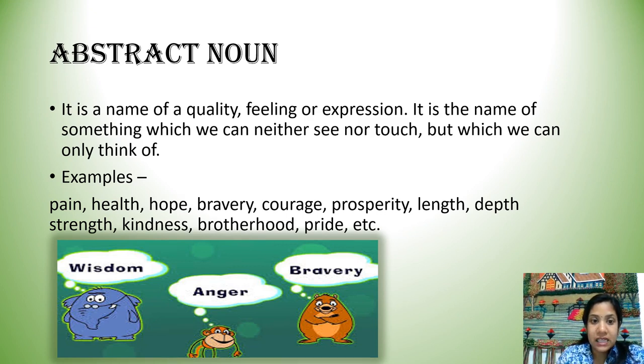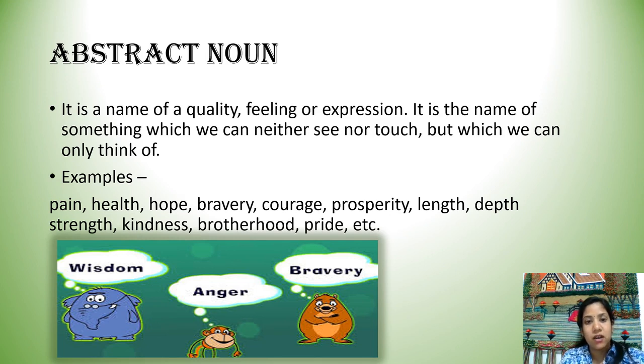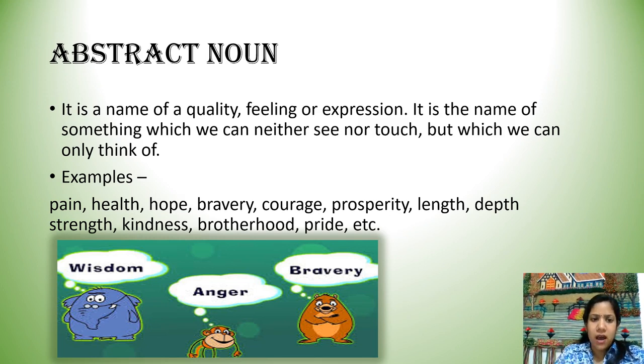Hope, health, bravery, courage. We can't see the courage of a person, we can just feel that yes, that person has courage. Prosperity, length, breadth, depth, strength, kindness, brotherhood, all these are abstract nouns. Now, wisdom, anger, these are abstract nouns. Something which we cannot see, we cannot touch, but only we can feel. The ideas or the feelings are called abstract nouns.